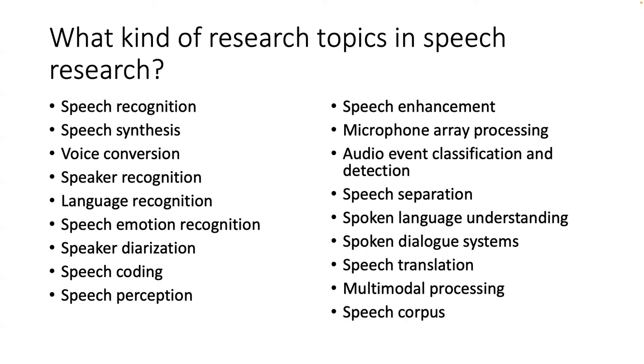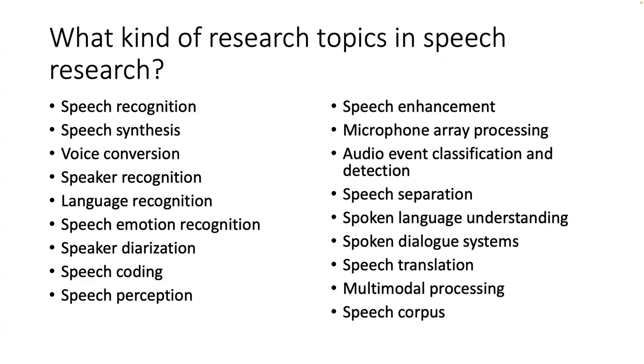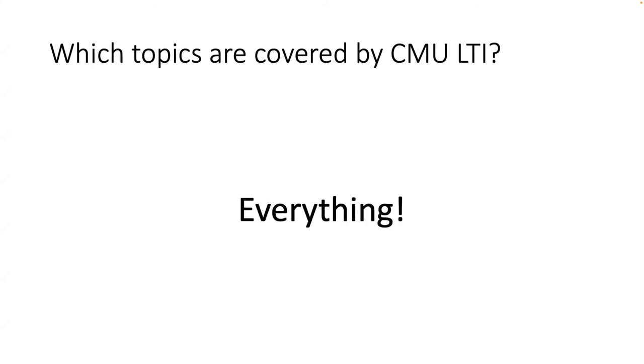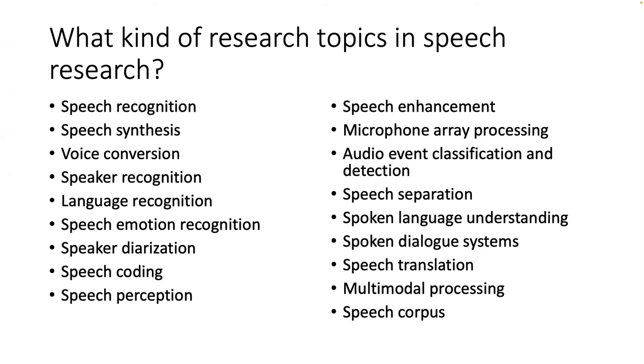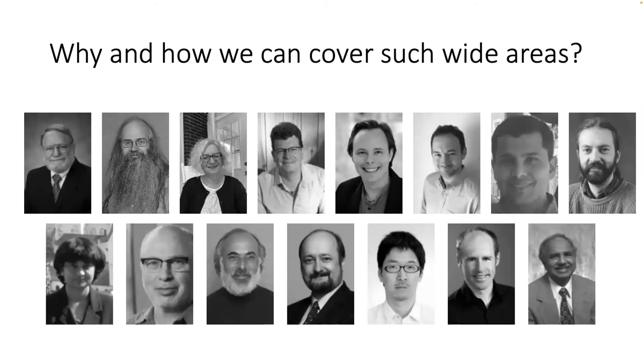And the question, for example, CMU: how many of these topics does CMU cover? So the answer is everything. This is probably the only school that can cover everything. You know, other schools may be very good at speech synthesis or speech recognition, and so on. But CMU is the only school that can cover all of these topics. CMU actually has a very long history and also a lot of talented faculty to deal with this kind of topic.